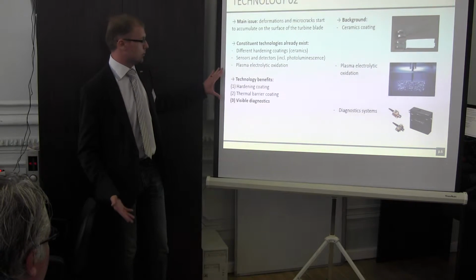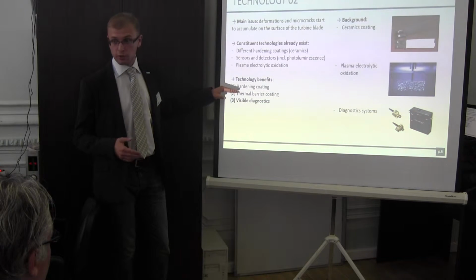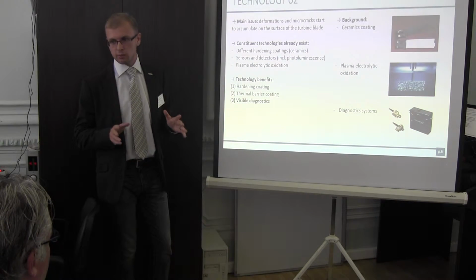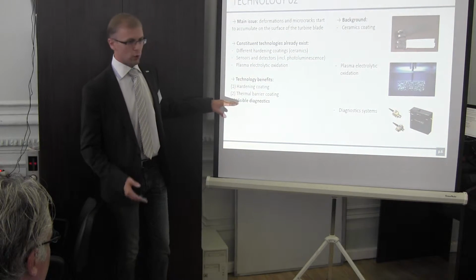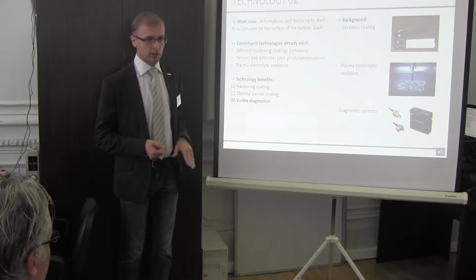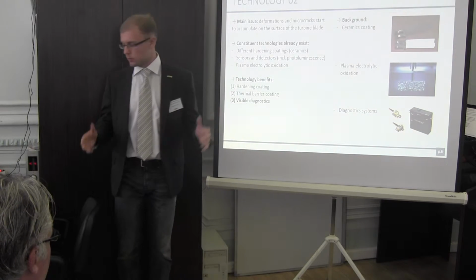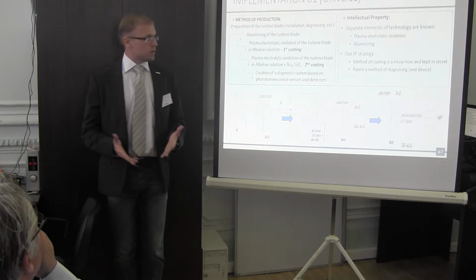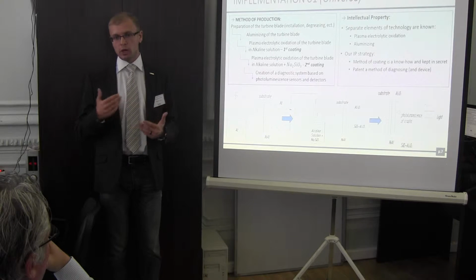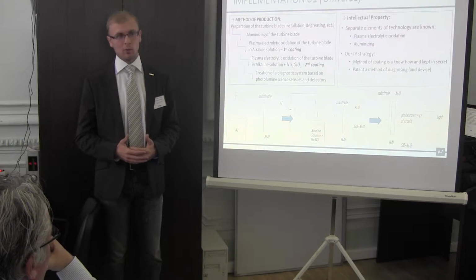So the technological benefits are, as I've said, the hardening coating, and it's also a thermal barrier, as there is extremely high temperature in the turbine. And so our goal is that we suppose it can be easily diagnosed visibly. That's about the technology. Second, the next logical step is implementation. So how are we planning to combine these technologies together in order to get the required effect?